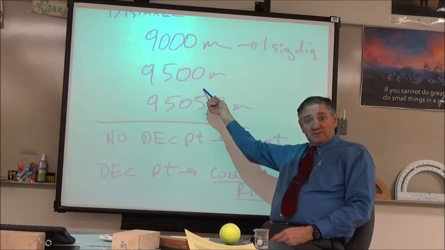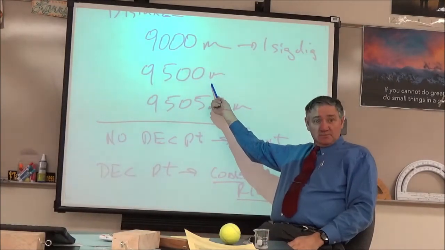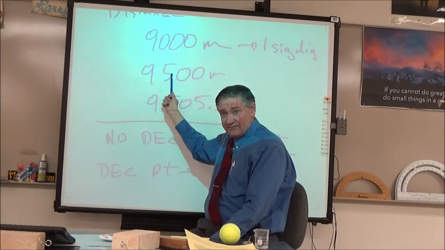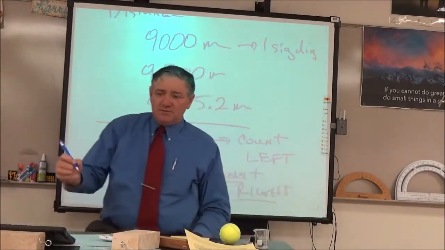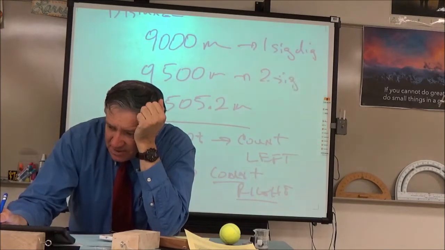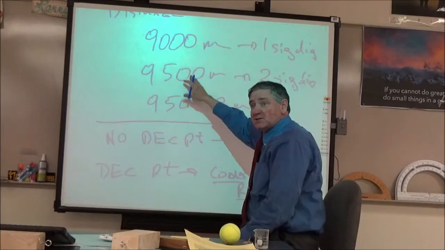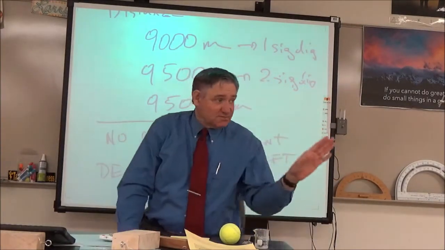So this has 1 significant digit. We're going to go to this one. Same process. There's not a decimal place. You find the first non-zero digit, which is this 5, and then you count everything to the left. So this would have 2 sig digs, because this is showing a higher degree of precision than the other one. These are freshmen, but they're just freshmen.